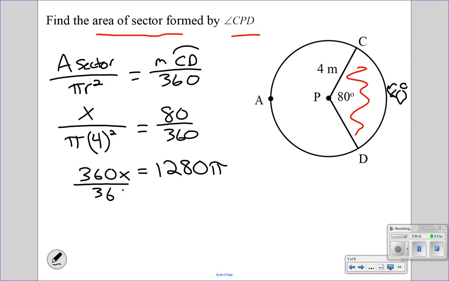Divide both sides by 360. We can plug this all in our calculator, and we find that our area equals 11.2. And remember, we can't forget our units. We can see that our radius was in meters, so our area is going to be in meters squared. That's your answer.